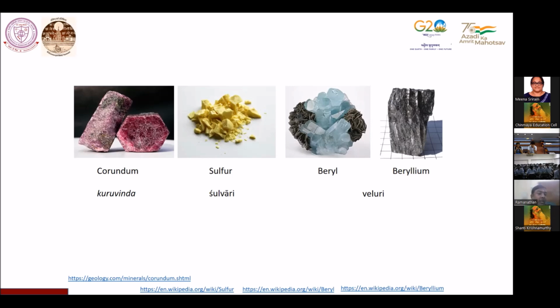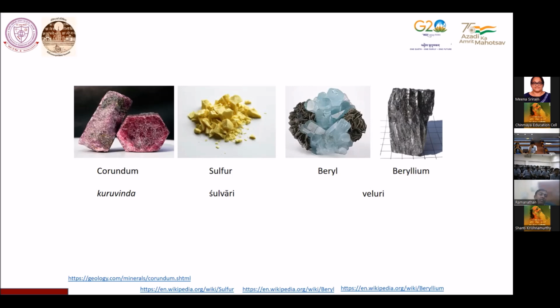For instance, the word corundum, which is used for a mineral, directly comes from the Sanskrit word kuruvinda. Similarly, the words for minerals like beryl and beryllium come from the Sanskrit word veluri. If corundum, beryl, beryllium are not very commonplace, I am sure you have heard the word sulfur quite often in your laboratory class or somewhere in the text. And the very word sulfur itself is a slightly derivatized form of the Sanskrit word shulvari.